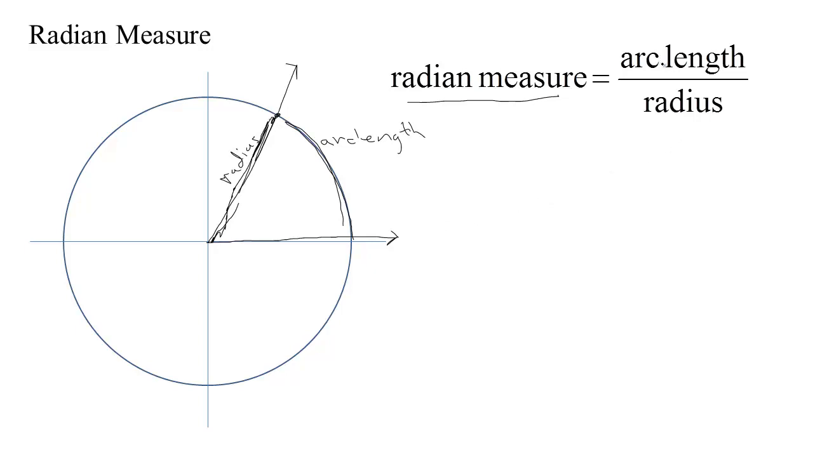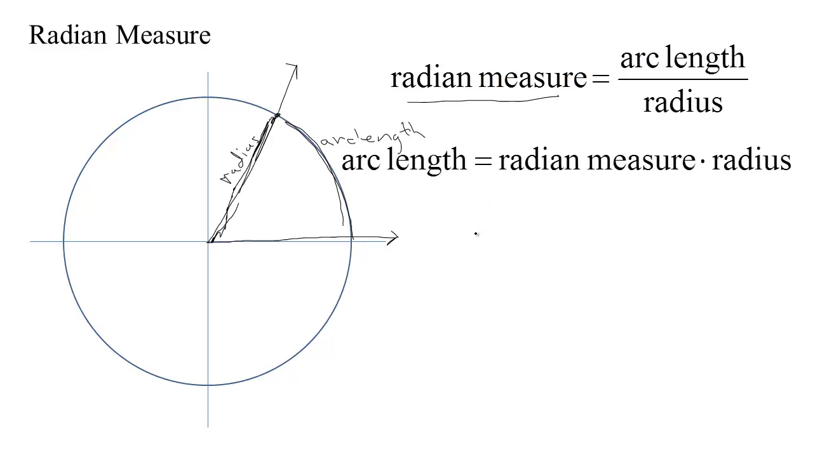Now we have one length, right? The arc length, the distance along the circle, divided by another length, the radius. And so this has no units, right? It's actually unit-free, or even has no dimensions. Length divided by a length is going to be a dimensionless quantity. So that makes radians pretty nice.